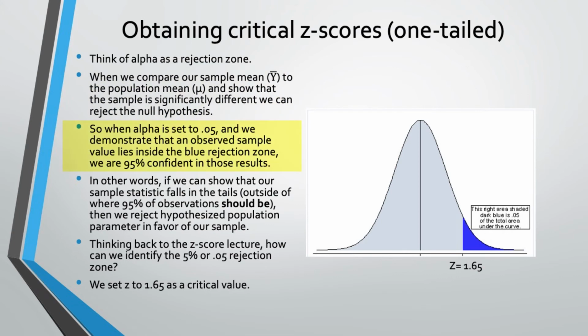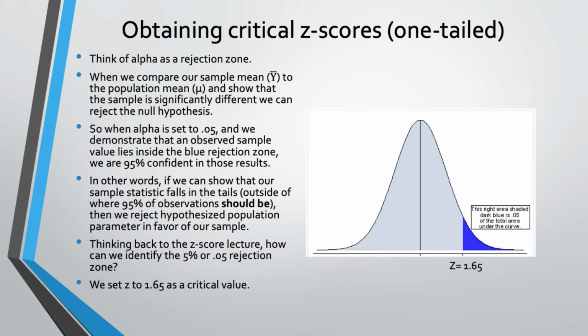So when alpha is set to 0.05 and we demonstrate that an observed sample value lies inside this blue rejection zone, we are 95% confident in our results. In other words, if we can show that our sample statistic falls in the tails, outside of where 95% of observations should be, then we reject the hypothesized population parameter in favor of our sample. And again, it's because the probability of our sample falling in the tails is so low that we reject the idea of what that population parameter specification is.